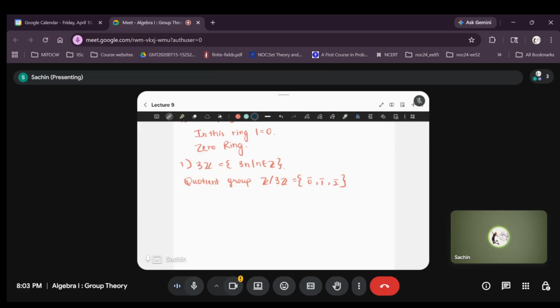Yes, for addition, 0 bar is the identity. It is the additive identity. Because of the way we define this, we define the equivalence class of A plus the equivalence class of B to be equal to the equivalence class of A plus B. And the equivalence class of A times the equivalence class of B is equal to the equivalence class of A times B.